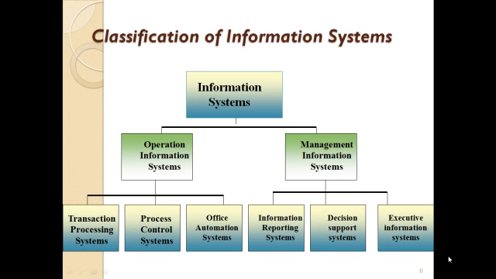Next, we will consider the classification of information system. The information system can be broadly classified into two different categories. The first one is operation information system, second one is management information system. The operation information system can be classified as transaction processing system, process control system as well as office automation system. Next, the management information system can also be classified as information reporting system, decision support system as well as executive information system.